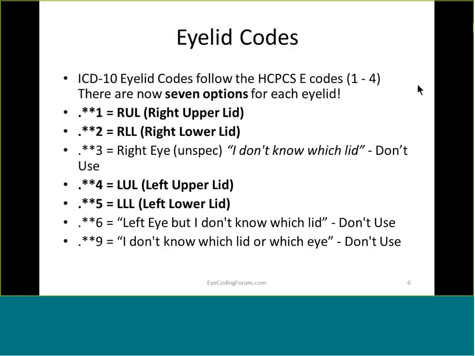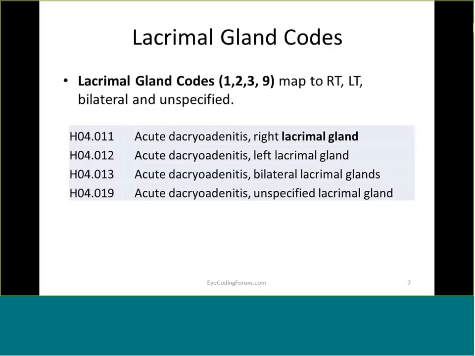So these, again, are going to be part of the ICD-10, and not only should they be reported, but they also should be part of the documentation. So you should never say dermatochalasis without indicating which eyelid it is in your documentation. I don't recommend using the 3, 6, or 9. These are unspecified eyelid codes. I don't recommend using these. There are also lacrimal gland codes, and again, these follow the same format with right, left, and bilateral, reported with a 1, 2, or 3, respectively.